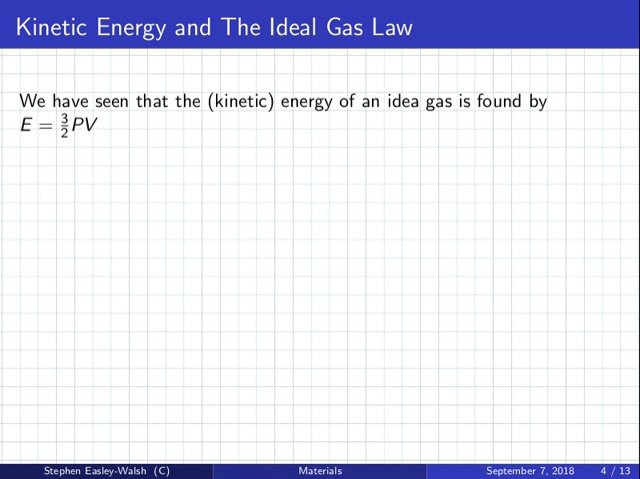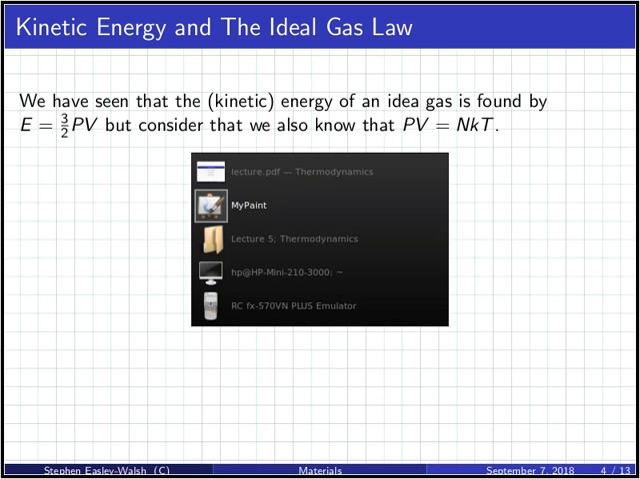Yeah? And you remember the pressure. Where did the pressure come from? It came from the force. And where did the force come from? The wall. The change in momentum when it hits the wall. Okay. Now, you also have this formula, PV equals NkT. Yeah? We just did that one today.